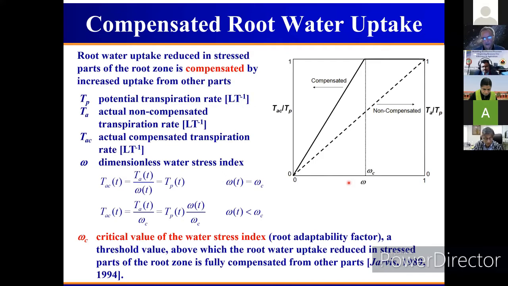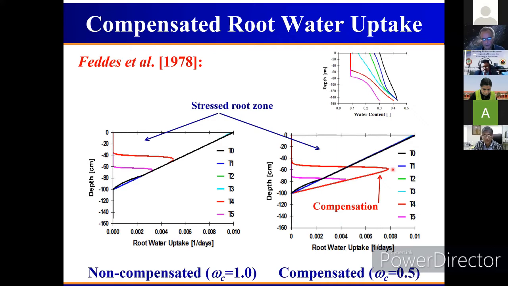How does this work? Well, this is a simple 1D application. I have a root zone described like this, with root distribution described linearly with depth. Initially, I have a relatively wet soil profile, and so the root water uptake can occur at optimal conditions throughout the root zone. Then the top layer becomes drier and eventually we reach the wilting point. That means that the uptake stops in this layer. If we have a non-compensated model, then this reduction of uptake is not compensated from this lower part of the root zone by increased uptake. On the other hand, if you use compensated uptake, then this reduction here is compensated by the increased uptake from this zone.